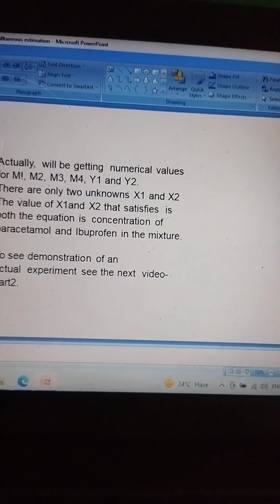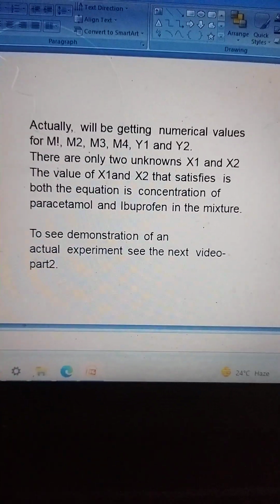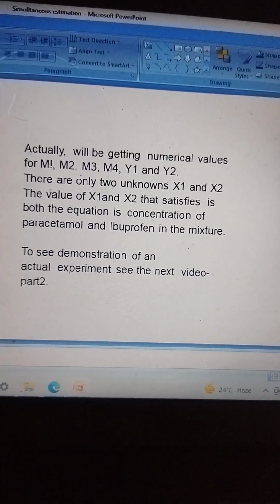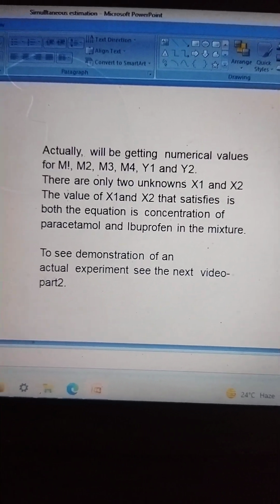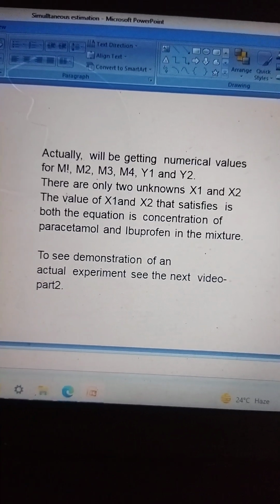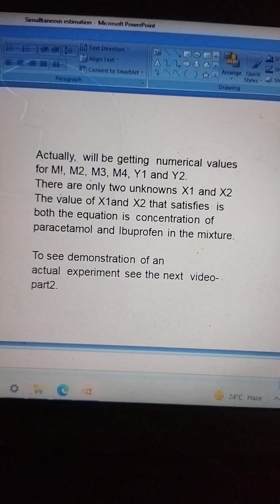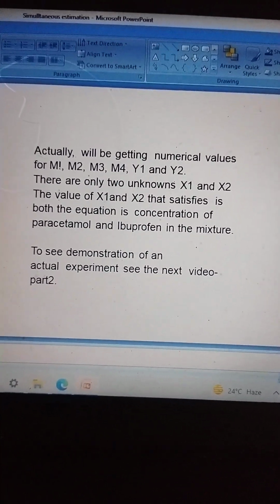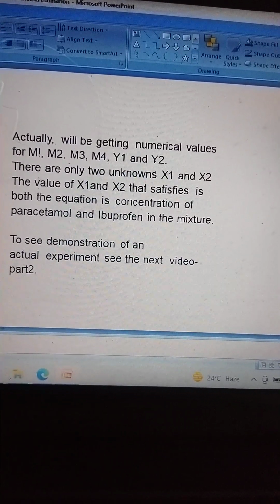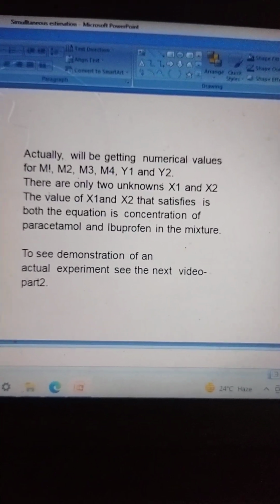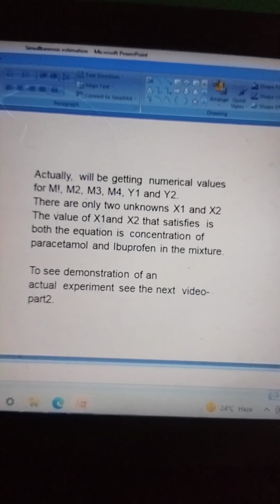Now, we will be getting numerical values for M1, M2, M3, M4, Y1, Y2, which look so difficult with the symbols but will be much more simplified once you get the numerical values. There will be only two unknowns, X1 and X2, and two equations with two unknowns. There are standard methods for solving them. Since the concentrations are the same, and only the wavelengths at which they are measured differ, we have to look for the common value of X1 and X2 that satisfies both the equations. Normally we multiply one equation by a number so that one of the components becomes the same, and then we cancel that.